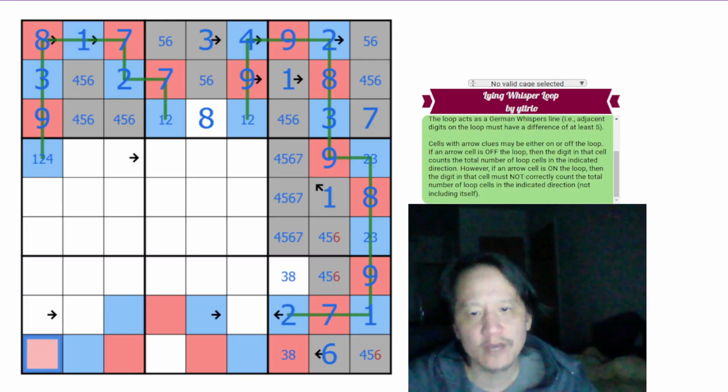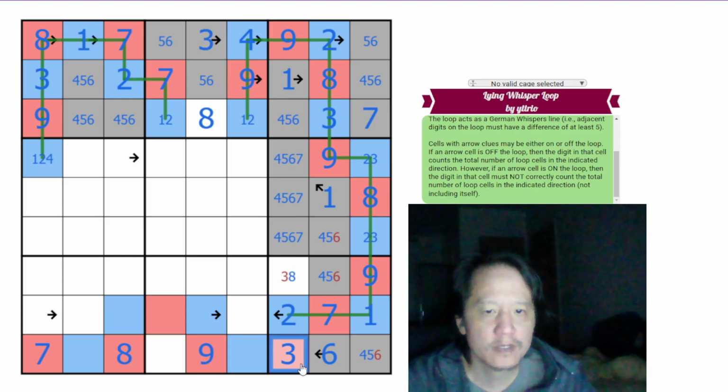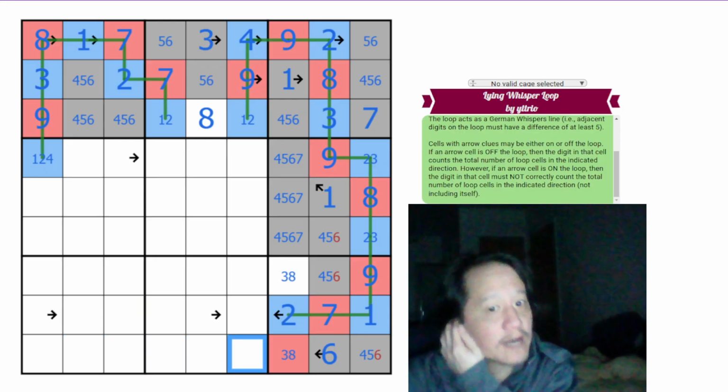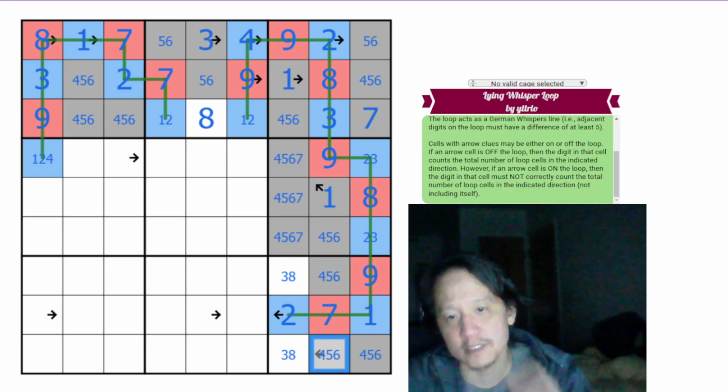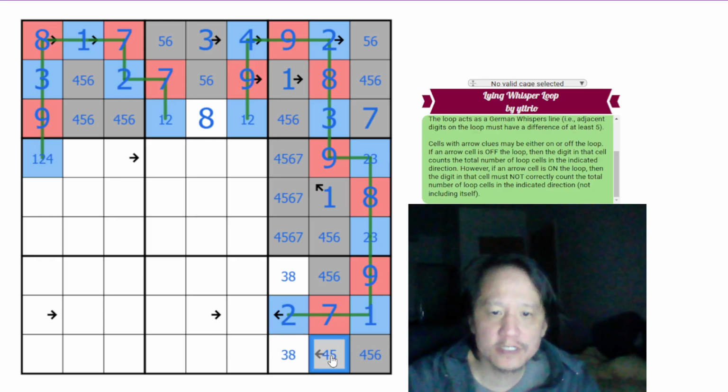So this would have to be 7. This would be 8 and 9. This would be 8 and 9. So this would be 9. This would be 8. This would have to be 3. Oh, that doesn't work. Okay, so 6 is out. We can rule out 6. Yay. So 6 cannot be the case.